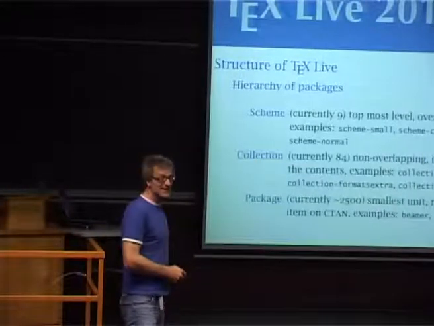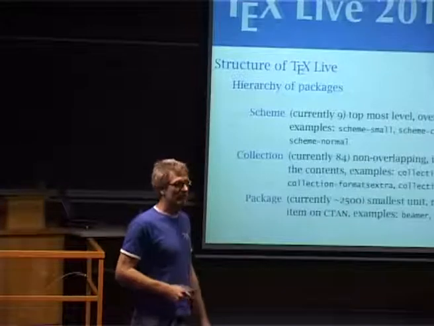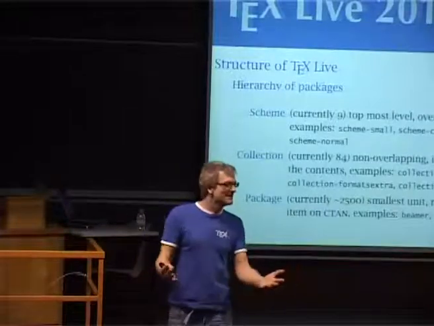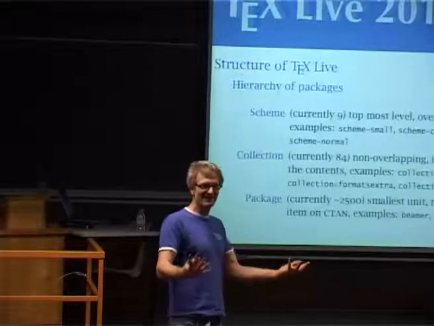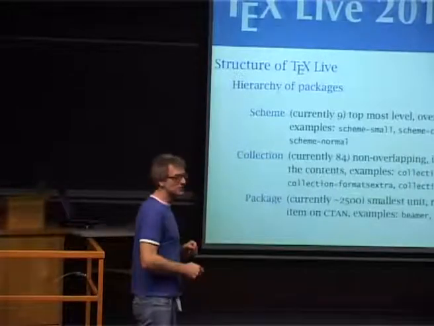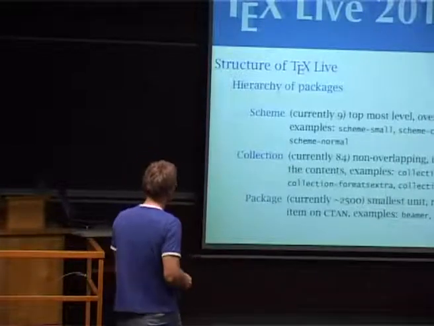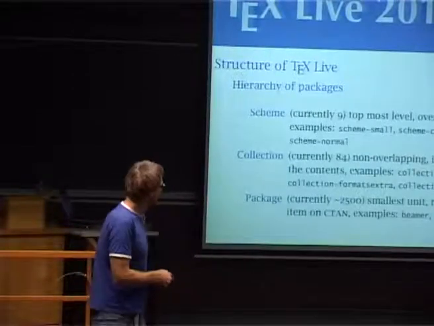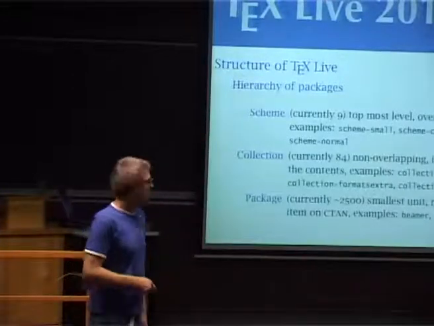In the middle there are collections. There are 84 at the moment, I think as of yesterday. They are non-overlapping. That means they are a partition of the contents. This is important. Why? Distribution packages are not happy when one file is in two packages. There are conflicts, you know this. So we keep these collections non-overlapping, a partition of the contents. They collect related material. So we have collection-latex, formats-extra, some extra strange formats, collection-langarabic for Arabic language support, all kinds.